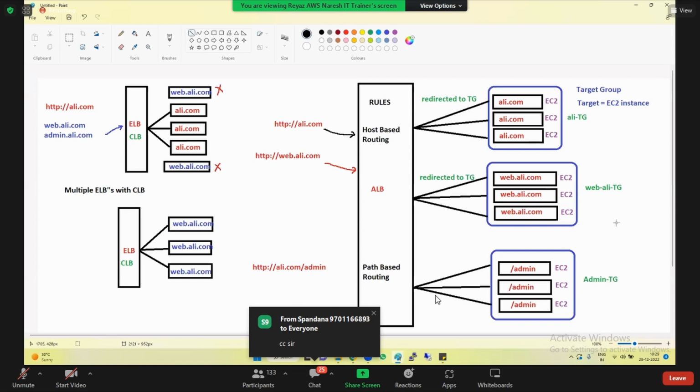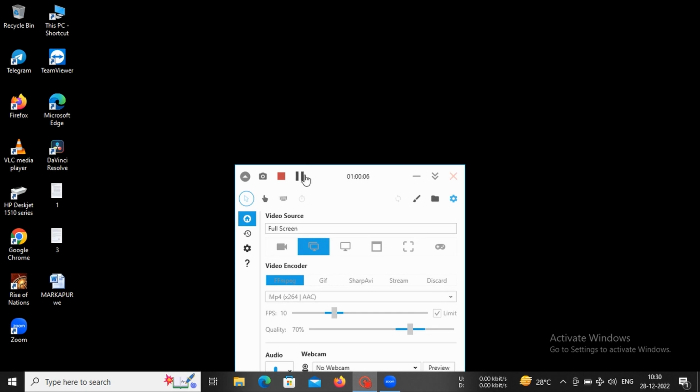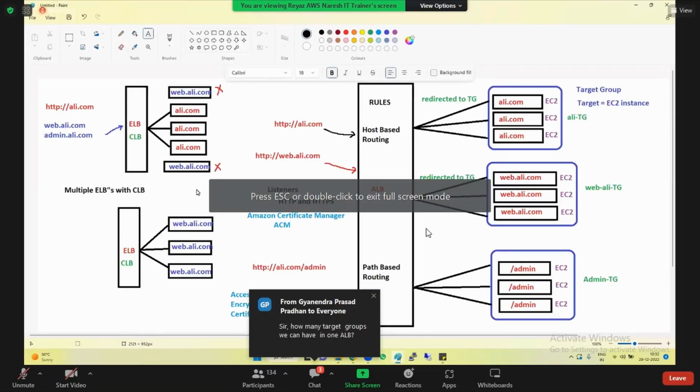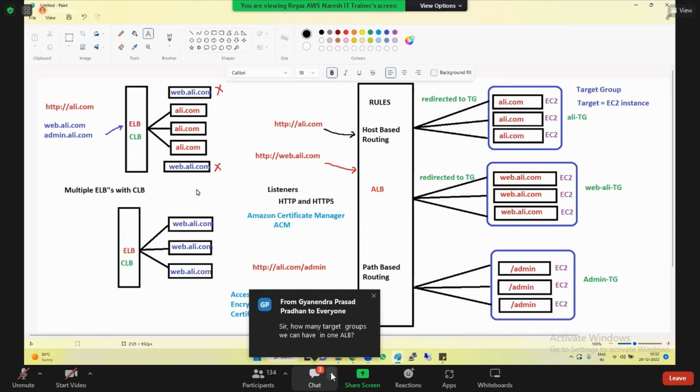If an instance is not reachable, it will kill it and launch a new one. Simple. How many target groups can we have? Hundreds? I mean, not hundreds, maybe 20 per load balancer. There is some soft limit, Prasad, but you have plenty.